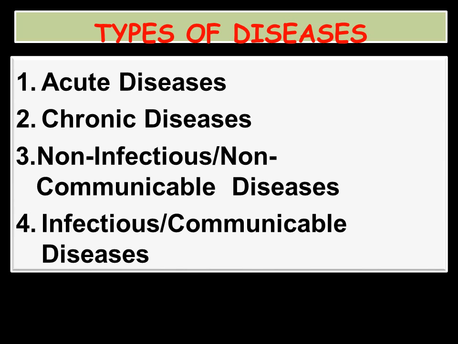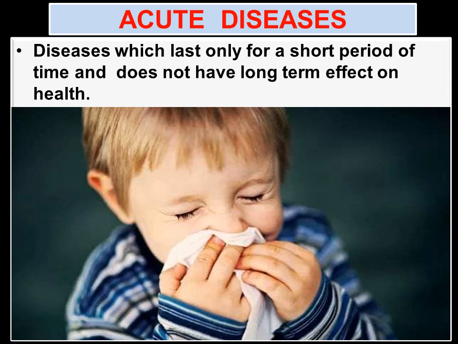Then, types of diseases. How many types of diseases are there? First of all, we have acute disease. Second, we have chronic diseases. Third, non-infectious or non-communicable diseases. And fourth, infectious or communicable diseases. We will talk about all these diseases. First of all, let's talk about acute disease. What do you mean by acute disease?